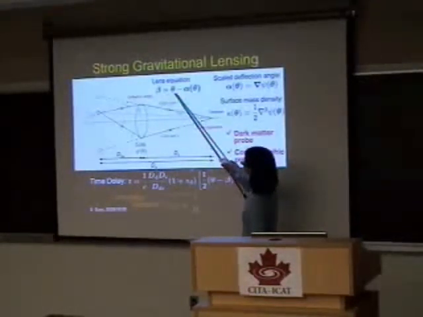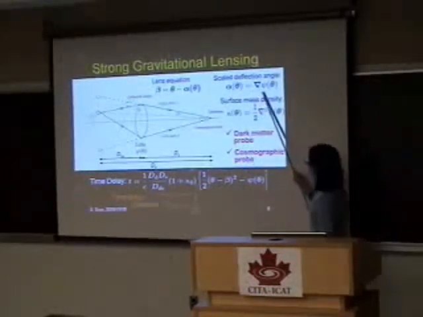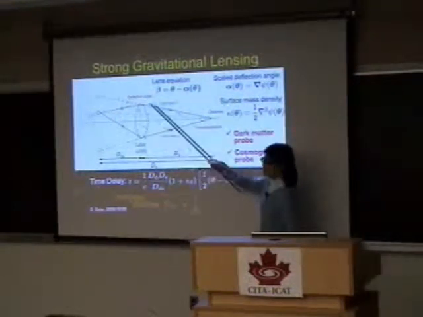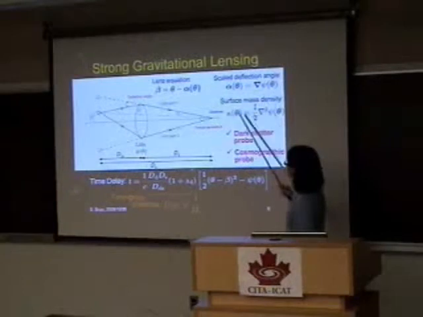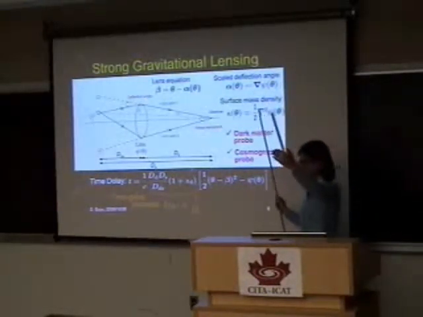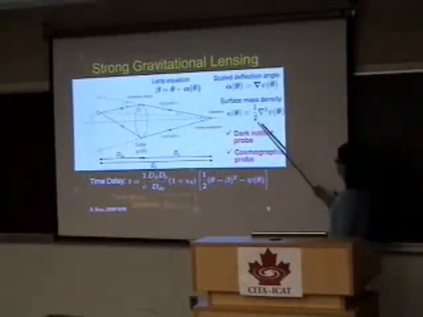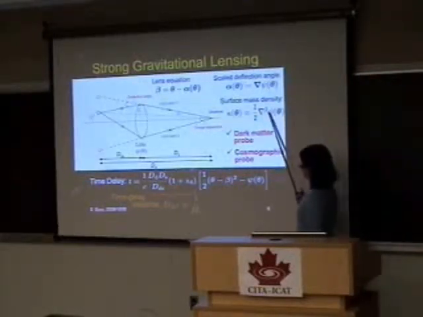Very simple. Beta is theta minus alpha, where alpha is the scaled deflection angle, that is the gradient of the lens potential psi that describes the mass distribution. The lens potential is related to the surface mass density, this is the projected mass density along the line of sight to the source, kappa, by the Laplace equation here, half the Laplacian of the lens potential.